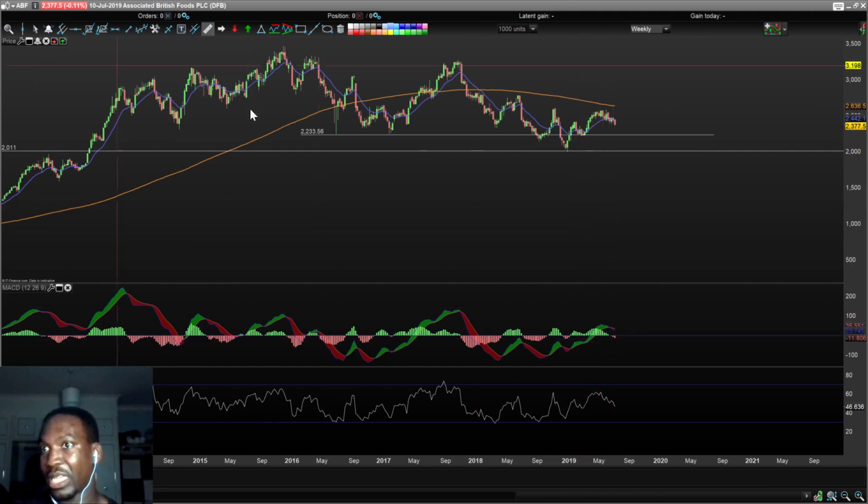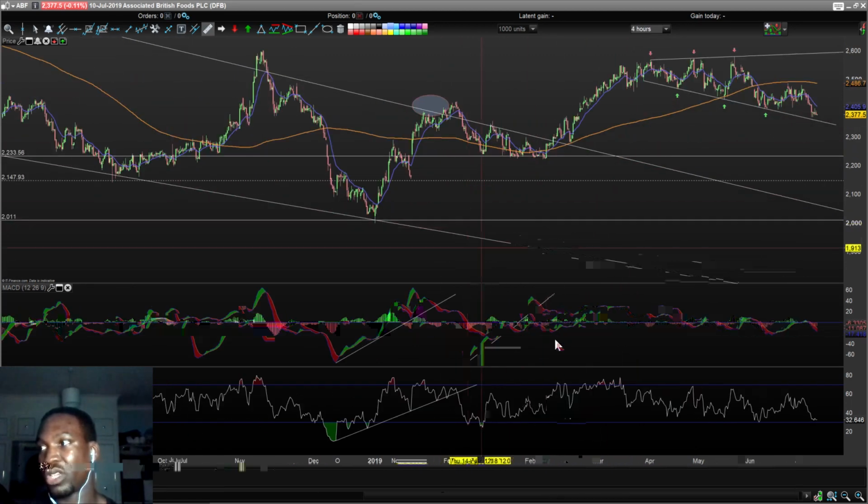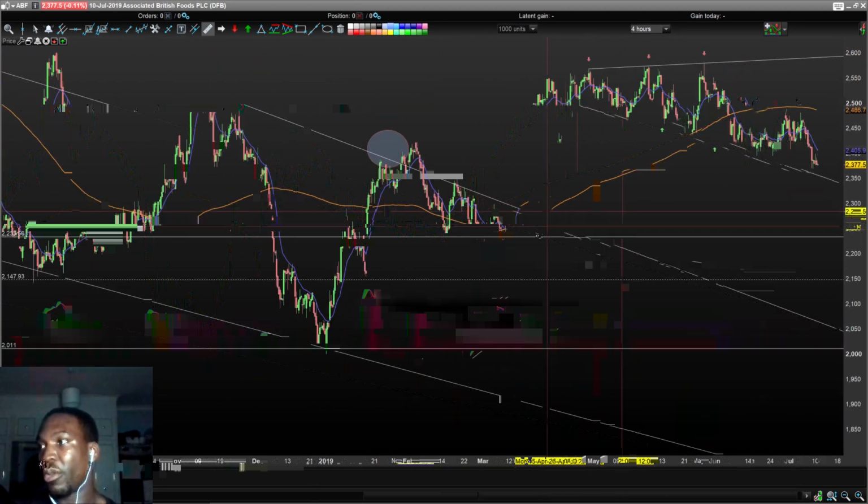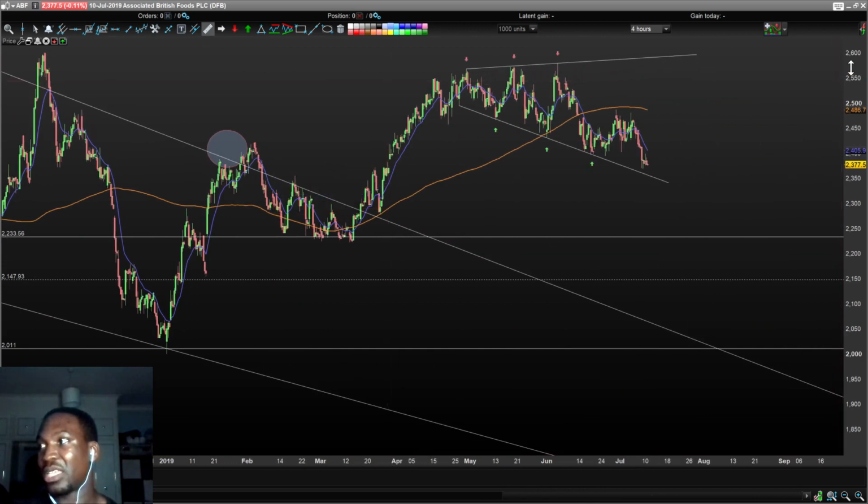MACD, RSI all look like they're selling off on a weekly chart. So I think this is going to be a short position. But this is where the information gets really interesting. Right here is an expanding wedge pattern.